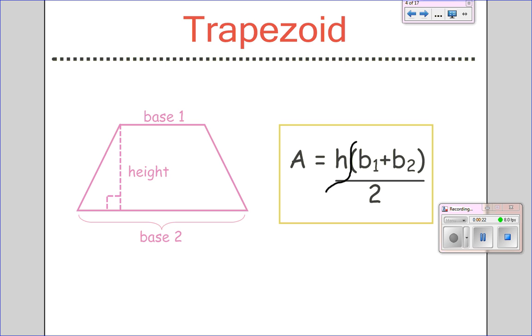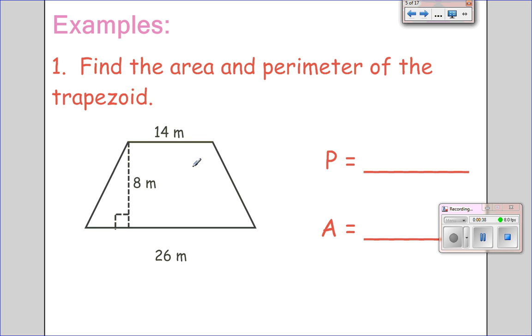If you look at just this piece here, this is actually the formula for the mid-segment of the trapezoid that we learned about a couple weeks ago. So really, it's just the height times the mid-segment, which is base 1 plus base 2 divided by 2. So let's try this out and see how we do. Let's go ahead and find the area and the perimeter of the trapezoid.